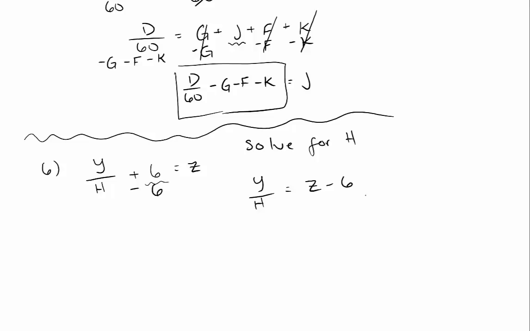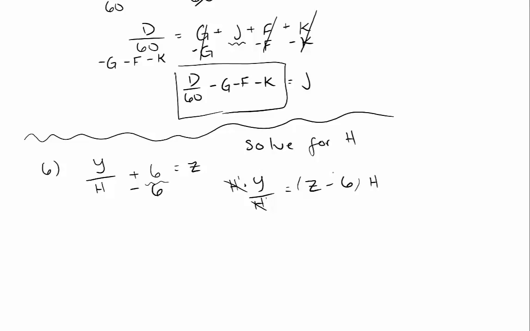Now, there are a couple things that you can do here, and usually the easiest is to get rid of my fraction. I'm not going to worry about solving for h until I get rid of my fraction. So, I'll put a little parentheses around that. I'm multiplying by h here, because h over h is going to cancel that out. I put the parentheses around z minus 6 because I have to multiply this whole side by h. I can't just multiply z by h, and I can't just multiply 6 by h. I have to multiply the whole side by h.